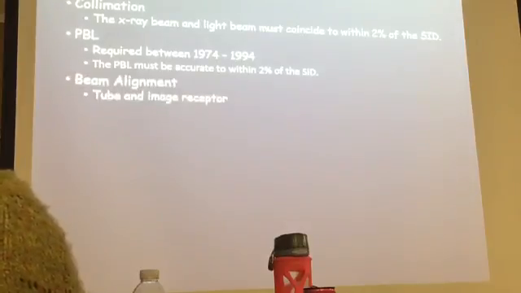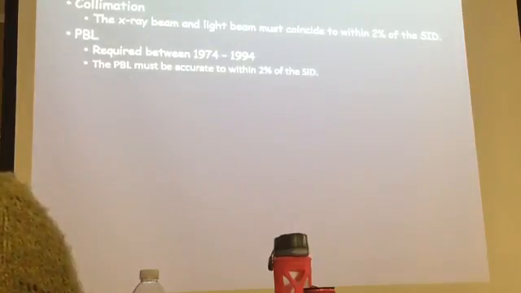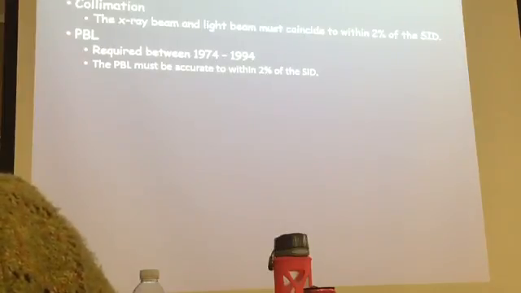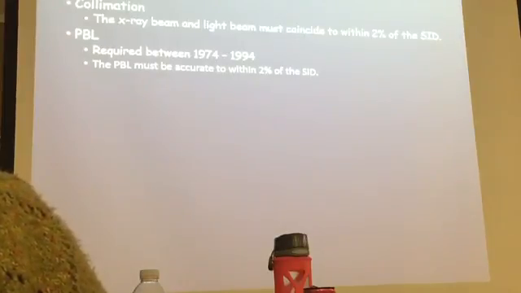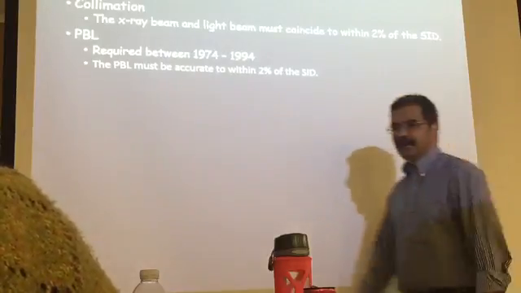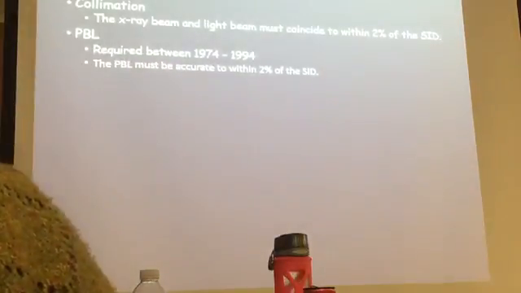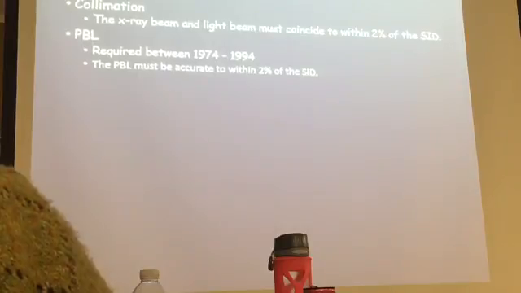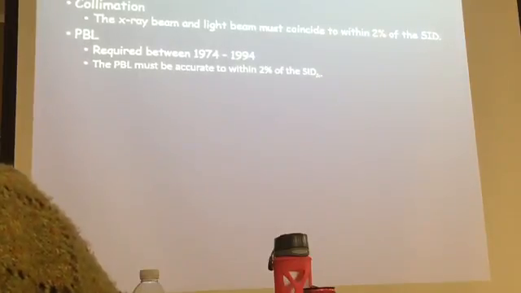All right. The PVL, positive beam limitation, was a device that was required between 1974 and 1994. And they decided that it was not necessary anymore. I don't know why they did that. I thought it was important. I thought it was something nice. The PVL must be accurate within 2% of the SID.